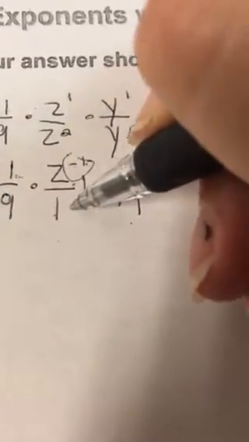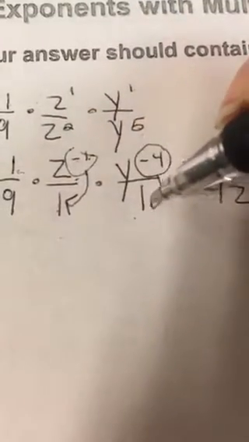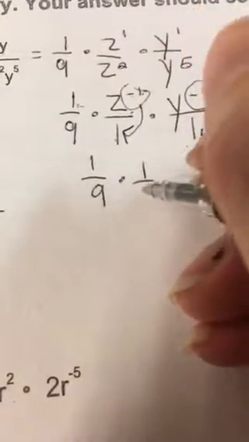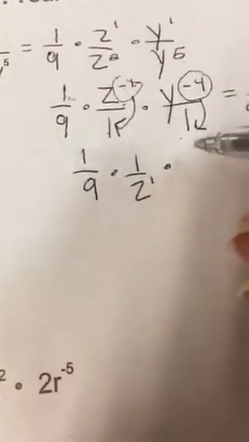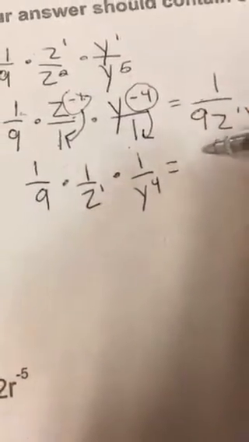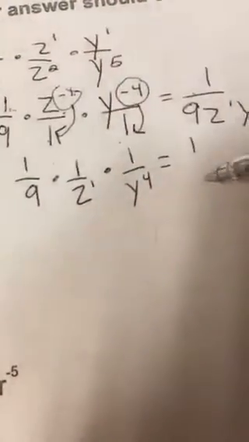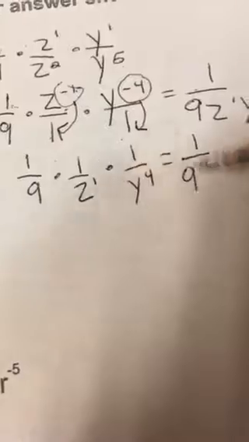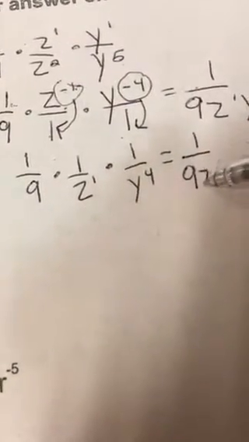Now if I have negative exponents, I know that I can just flip this fraction and the exponents become positive. So now I have 1 over 9 times 1 over z to the first power times 1 over y to the fourth power. And then I just put it all together and I get 1, because 1 times 1 times 1 is 1, over 9 times z to the first power is 9z times y to the fourth power is y to the fourth power, like that. And that would be my product, or sorry, my quotient, because I was dividing for number 1.